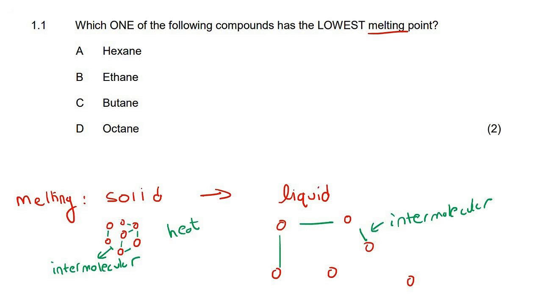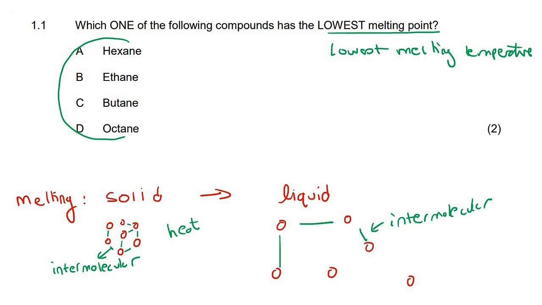So it says here, which of the following compounds has the lowest melting point? What that means is the lowest melting temperature. So what they're actually saying is, which of these is the easiest to melt? The ones that are the easiest to melt, meaning that they have the lowest melting temperature, would be the ones that have the weakest intermolecular forces. So we need to look at these and think about which ones have the weakest intermolecular forces.